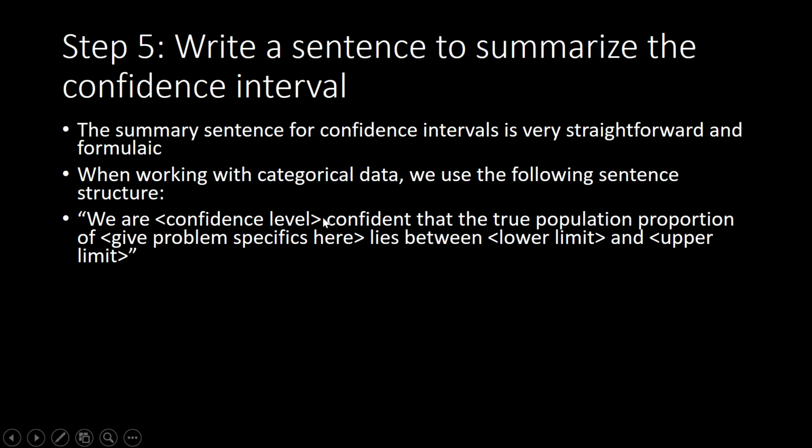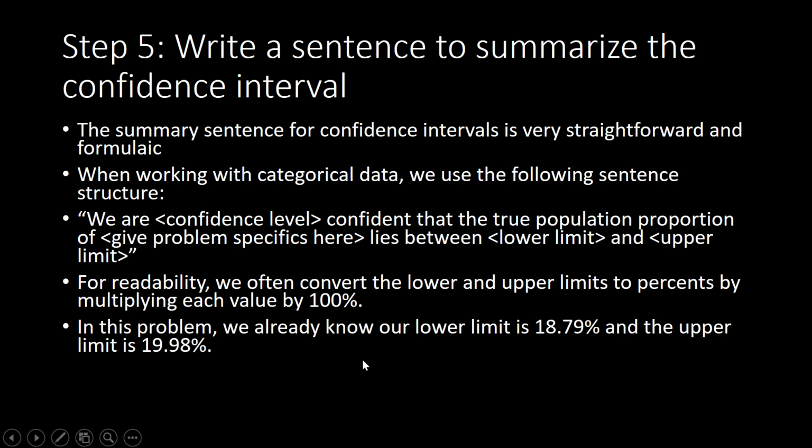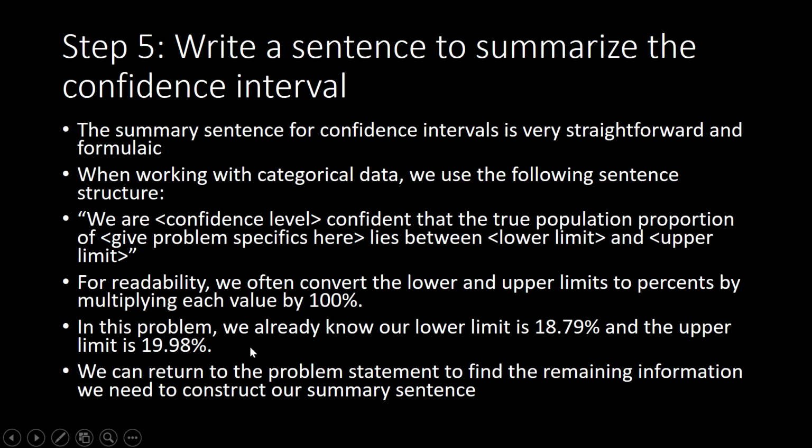We are confidence level confident that the true population proportion of give problem specifics here lies between the lower limit and the upper limit. For readability, we often convert the lower and upper limits to percents by multiplying each value by 100%. In this problem, we already know that our lower limit is 18.79% and the upper limit is 19.98%. We can return to the problem statement to find the remaining information we need to construct our summary sentence.